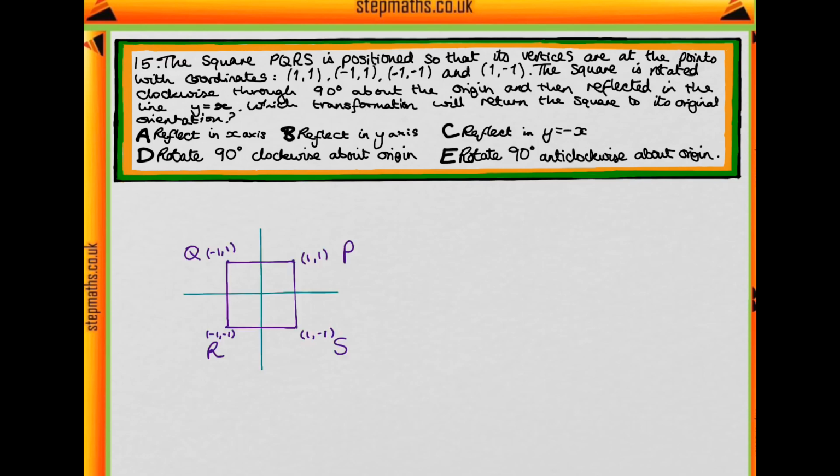So let's first draw out our square. It's going to look something like this. We've just labelled on the points there. So we're going to label these points P, S, R and Q as such, and then keep track of where each point is as we rotate it and reflect it.